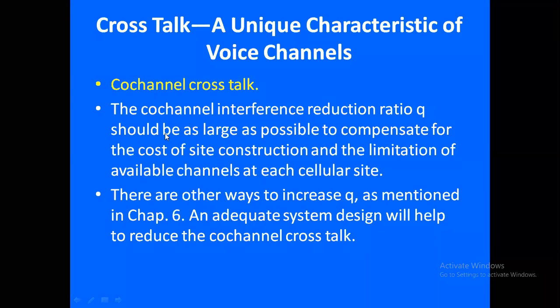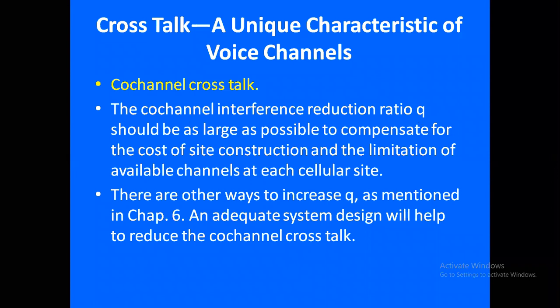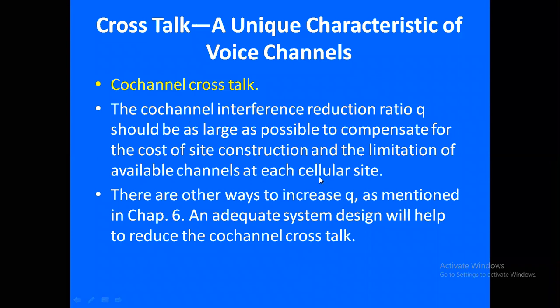Co-channel crosstalk. The co-channel interference reduction ratio Q should be as large as possible to compensate for the cost of site construction and the limitation of available channels at each cellular site. There are other ways to increase the co-channel reduction ratio Q. An adequate system design will help to reduce the co-channel crosstalk.